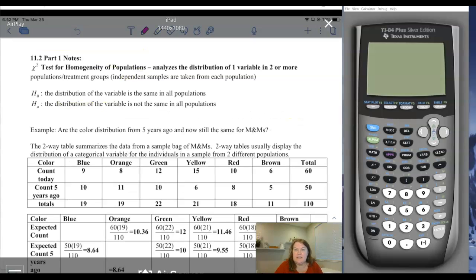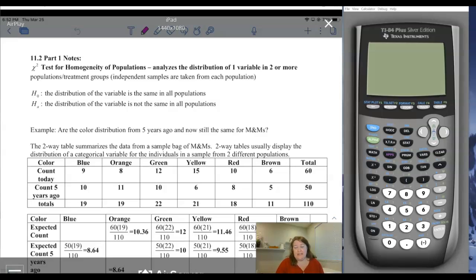Right, so let's take a look at an example. We're going to go through the M&M example this time. We'll do a test for homogeneity using chi-squared. So now our example is not about what M&M Mars said the distribution was, but we now want to compare. And so the question is, are the color distributions the same from 5 years ago and now?